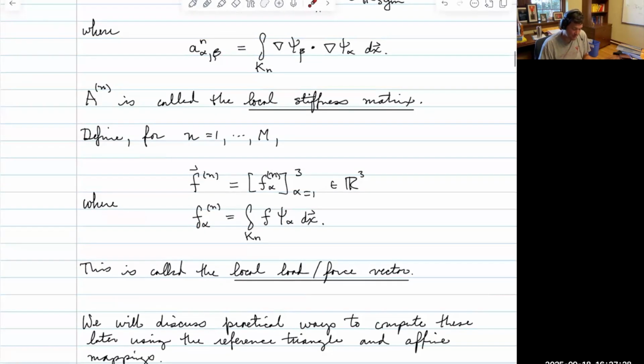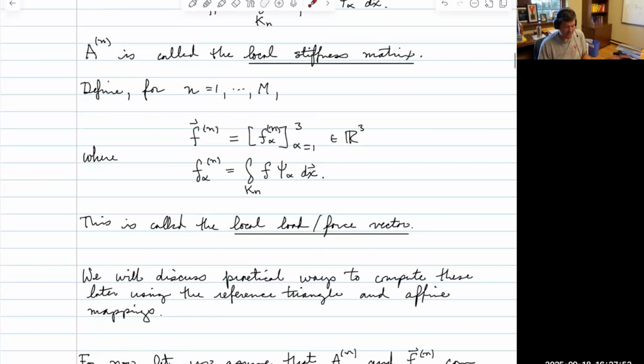This is called the local load or force vector. And again, I can use that to build the global force vector if I notice a couple of things. I did a calculation last time where I showed you how calculating a global degree of freedom involves adding together a bunch of local degrees of freedom. I'm not going to repeat that calculation, but you may have to go back and look at it to remind yourself what's going on.